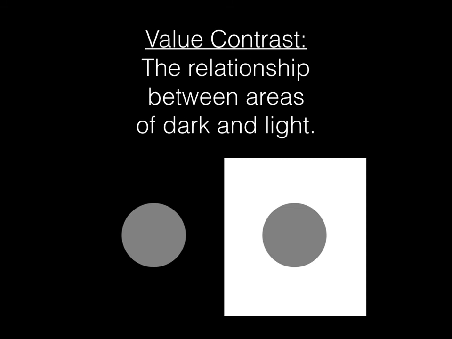Now, what would be the example of a lower value contrast is those gray squares, or gray circles in the squares. So that's a little bit lower. So the white next to the gray is a little bit lower, and then the black next to the gray is a little bit lower. So this is a good example of value contrast.